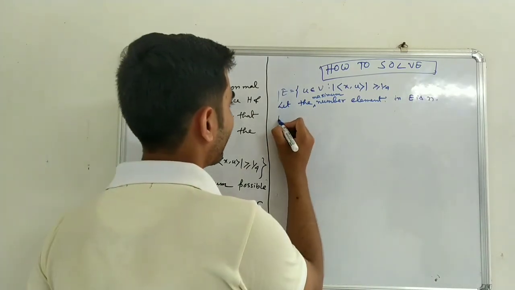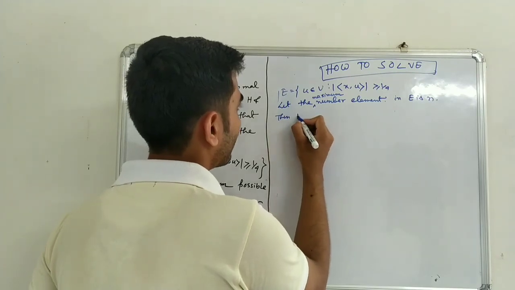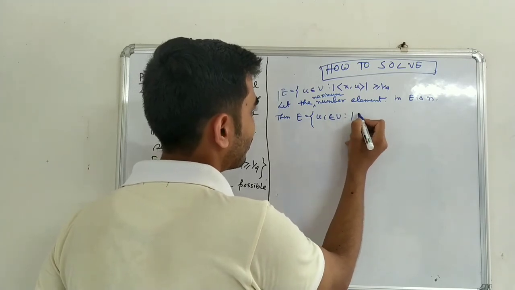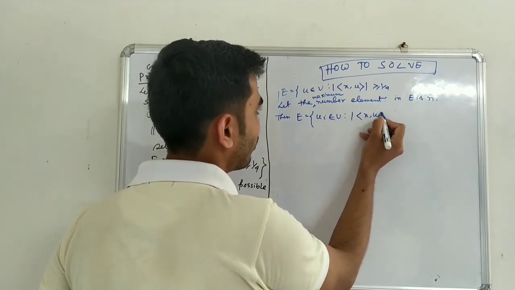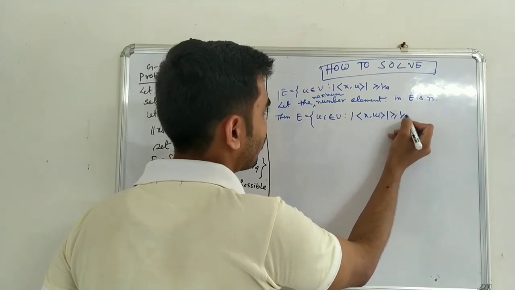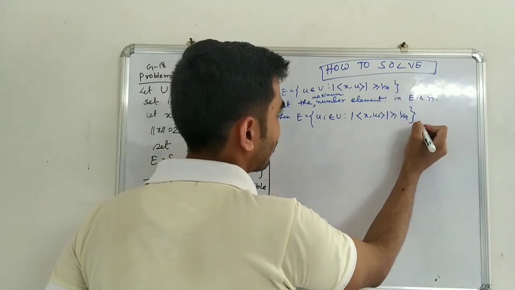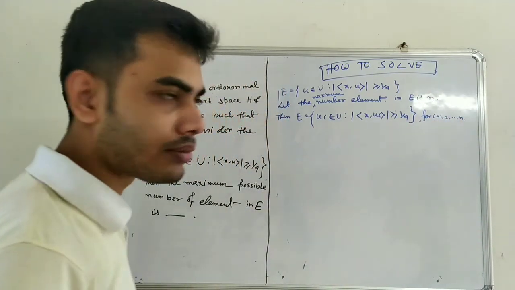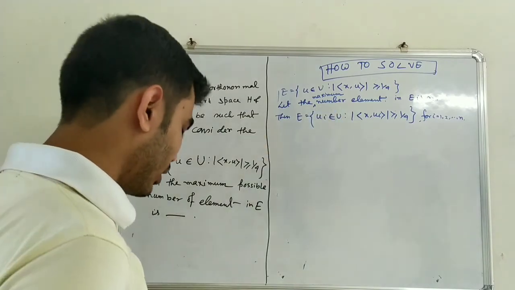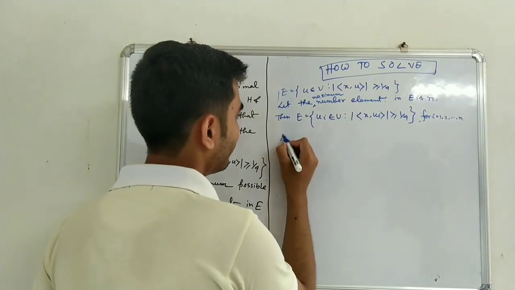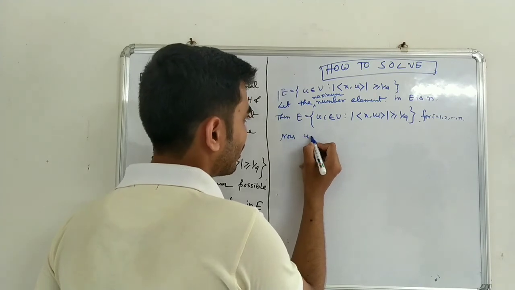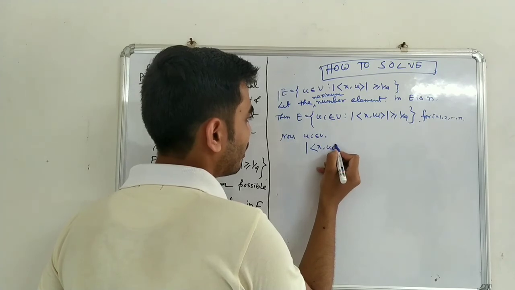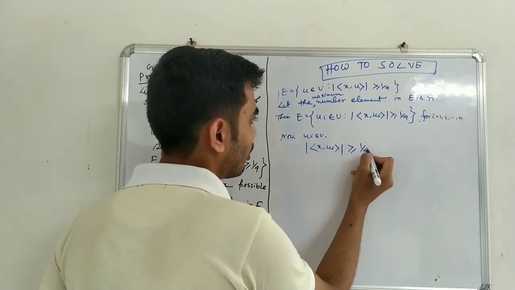Then E equal to u_i belongs to U such that inner product of x and u_i is greater or equal to 1 by 4, for i equal to 1 to n. Clear? Then E becomes this. Now u_i belongs to U and the inner product of x and u_i is equal to 1 by 4.